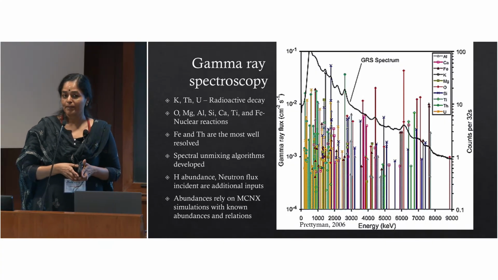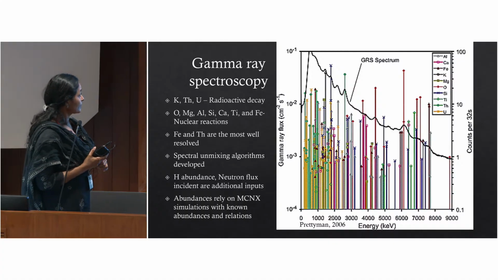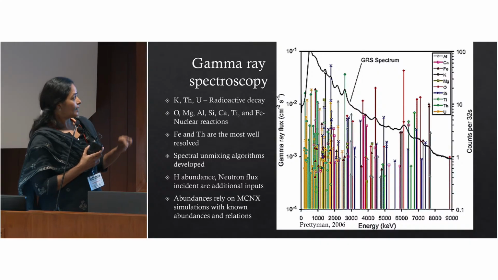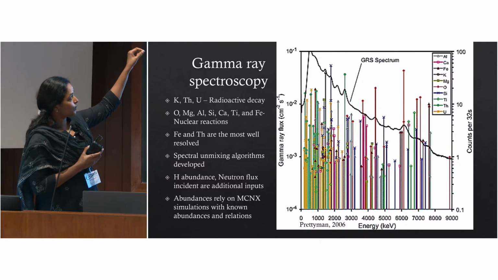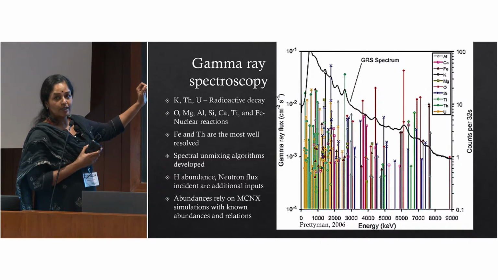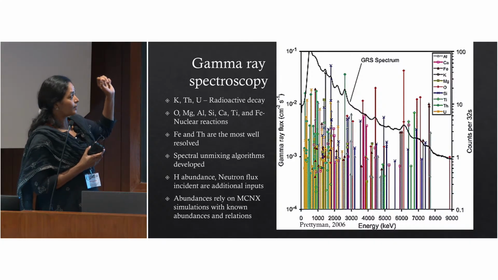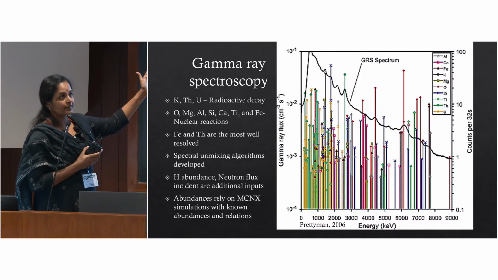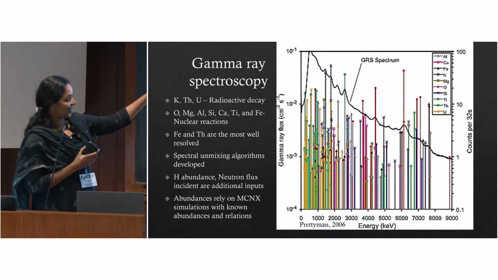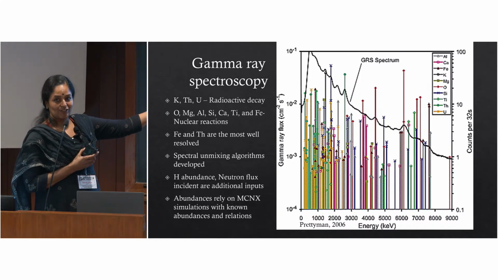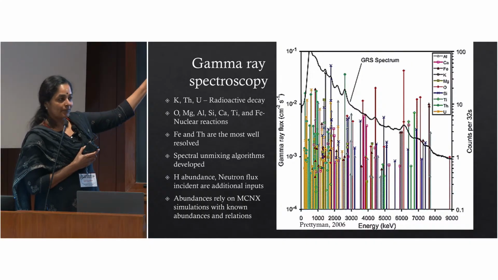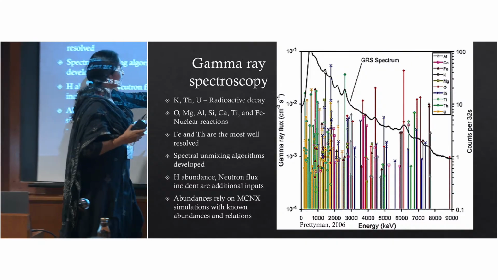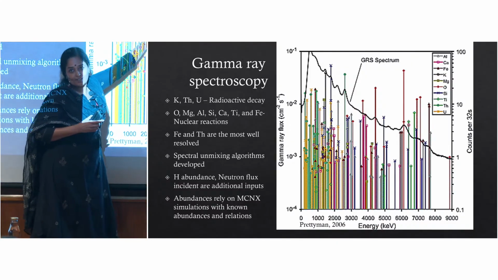Gamma ray spectroscopy, again, is also a very useful way to do elemental mapping. On the right side is shown a gamma ray spectrum of the moon. What I want you to note is that the black line is the actual observation, but the lines down below are what it actually is. Your aim is to derive this from this.